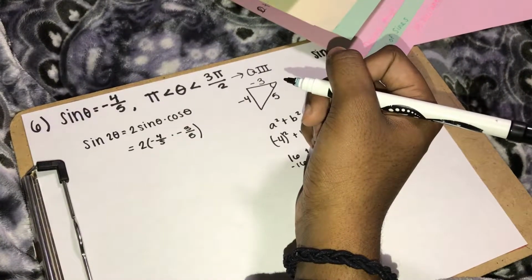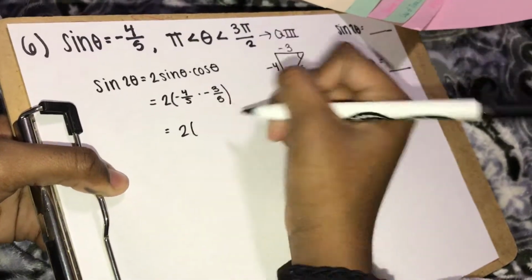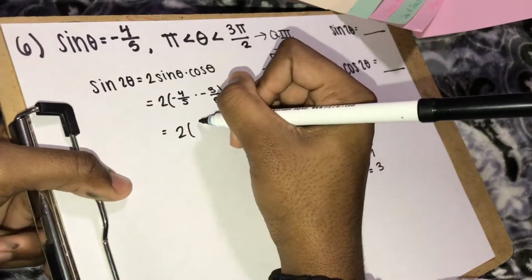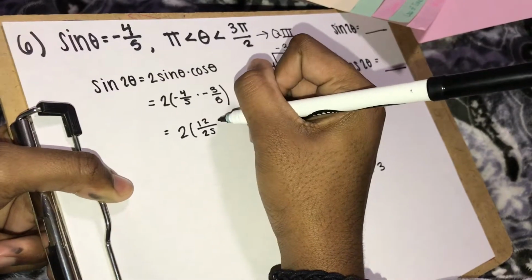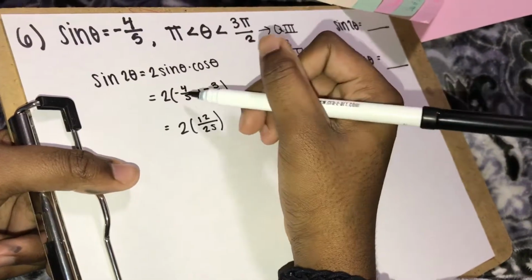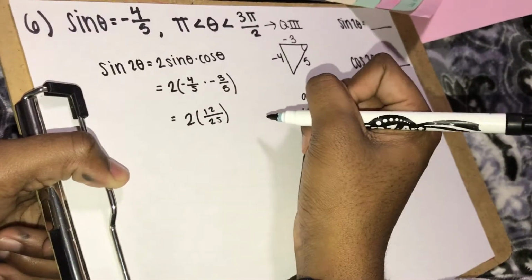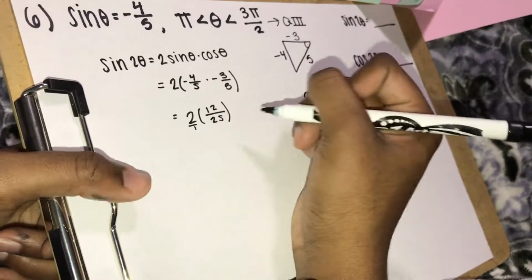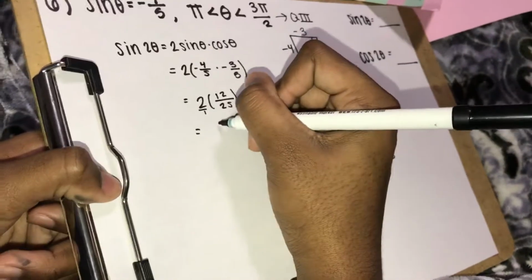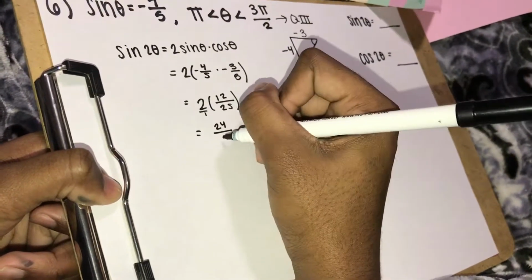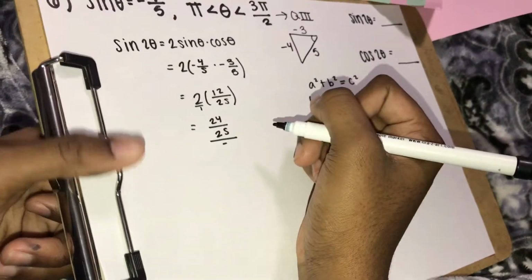Now you can just multiply across, and so you'll have 2 times 12 over 25, because 4 times 3 equals 12 and 5 times 5 equals 25. And you multiply the 2 times the 12 25ths. You can do it over 1. Once again, you multiply across, so 2 times 12 and 1 times 25. That will give you 24 over 25, and that is your sine 2 theta.